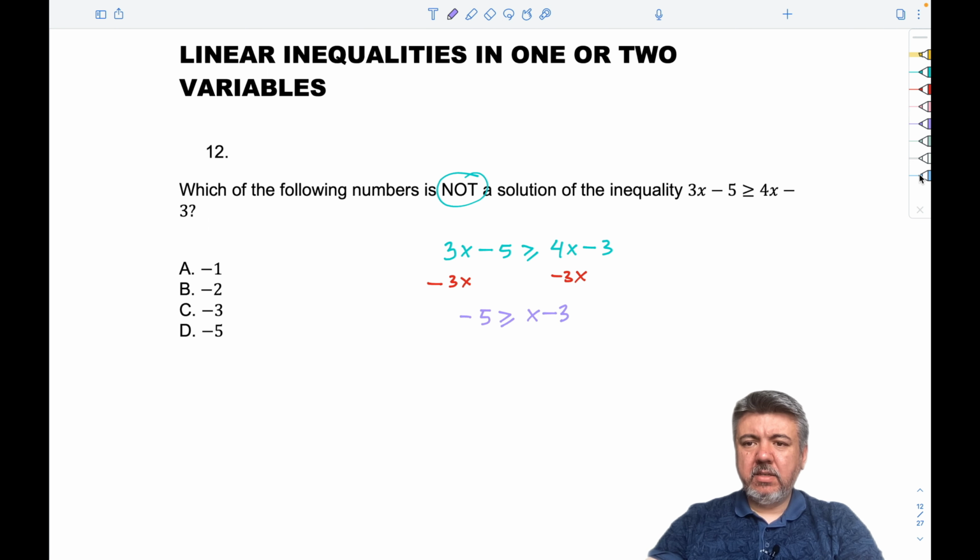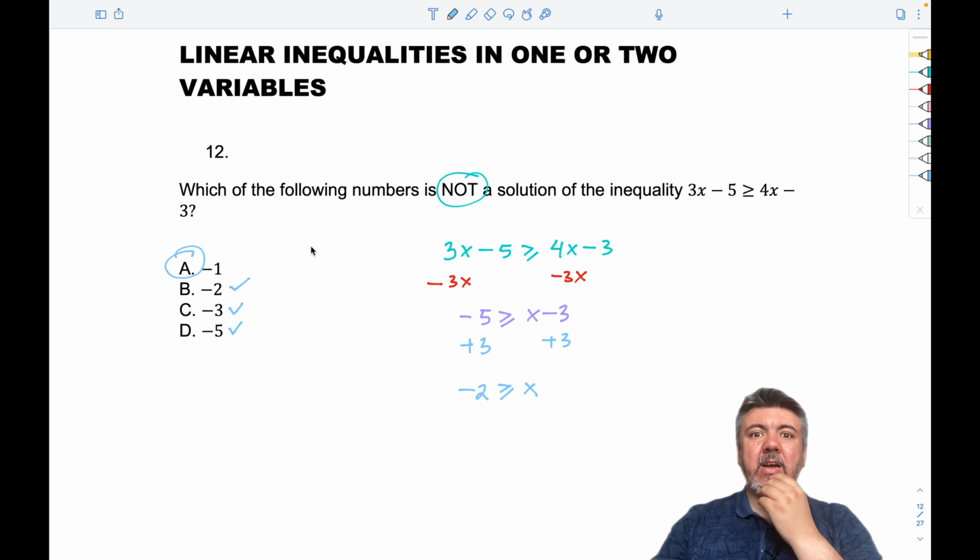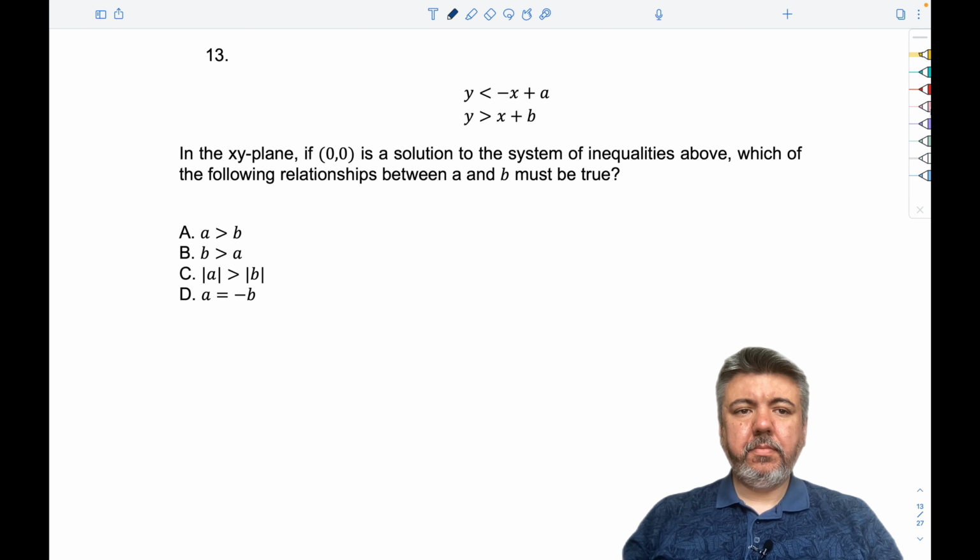Now I want x to be alone, so I will add 3 to both sides. Negative 2 greater than or equal to x. So x is a number which is less than or equal to negative 2. This checks, and this checks, but A is not a solution for the given inequality, my friends.